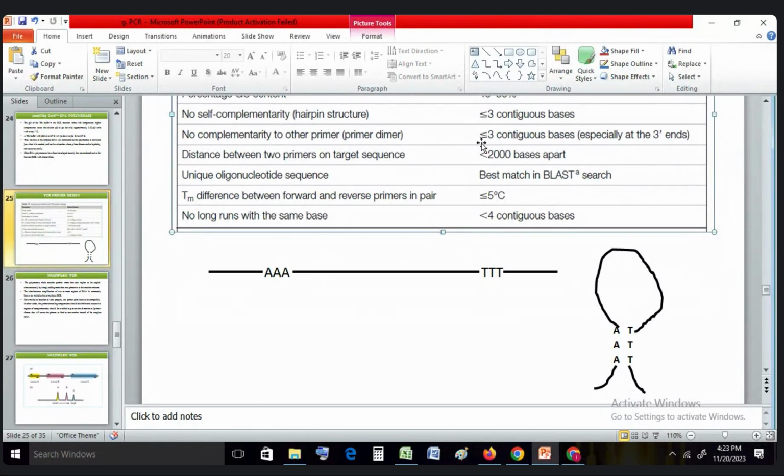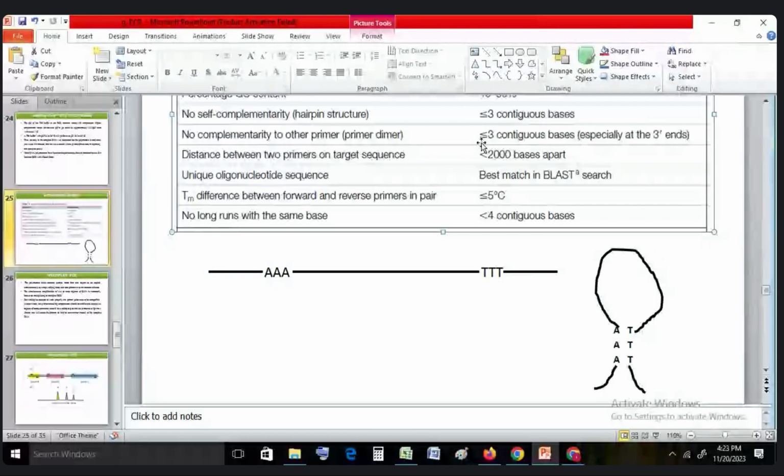Next is unique oligonucleotide. It must be unique. Any of these PCR primers should be very, very unique. If it is not unique, the primer that you're using can anneal to many other different types of sequence, and you are not going to get specific amplification. You can get very non-specific amplification.